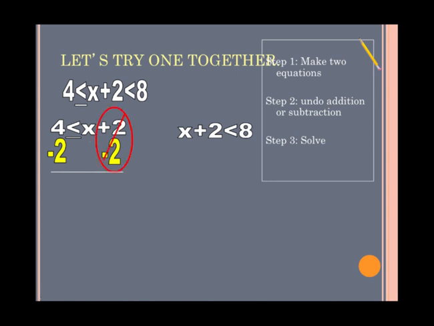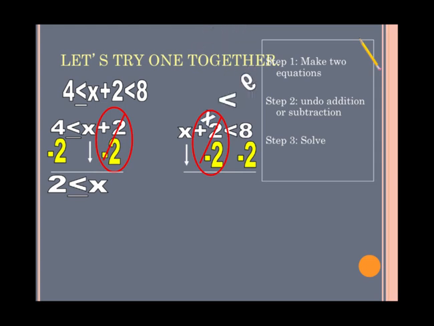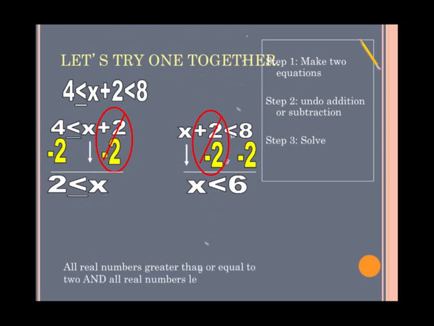When we do that, the 2's cancel out, and we are left with 2 is less than x. For the other inequality, we can go ahead and subtract 2 from both sides as well. Again, the 2's cancel out, and we are left with x is less than 6. So now, our solution is all real numbers greater than or equal to 2 and all real numbers that are less than 6. So we can write that as 2 is less than or equal to x and x is less than 6.